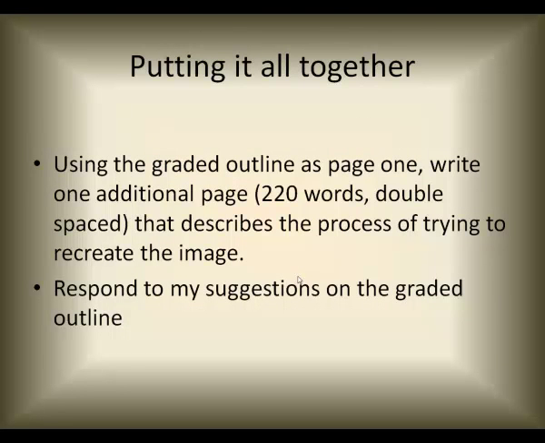Now, putting it all together, you're going to take your graded outline as page 1. You're going to create a second page, which again is 220 words, one page, and you're going to describe the process of trying to recreate the image. You're going to say, I went to do the boots and I moved to the left, I moved to the right, I went above, I went below, I tried to move them into a brighter area to get better lighting.